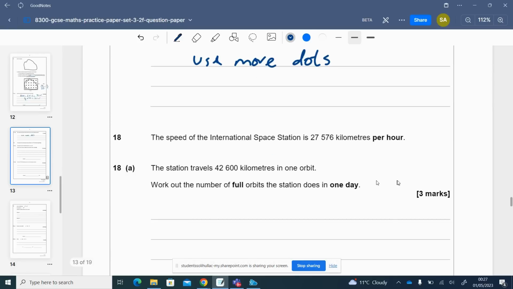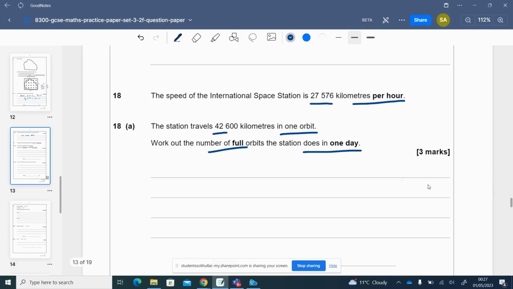Question number 18. The speed of the International Space Station is 27,576 kilometers per hour. The station travels 42,600 kilometers in one orbit. Work out the number of full orbits the station does in one day. Okay, the topic this question is coming from is speed, distance, time. So let me draw the formula triangle, which you need to remember: speed, distance, time. So that is the formula triangle.